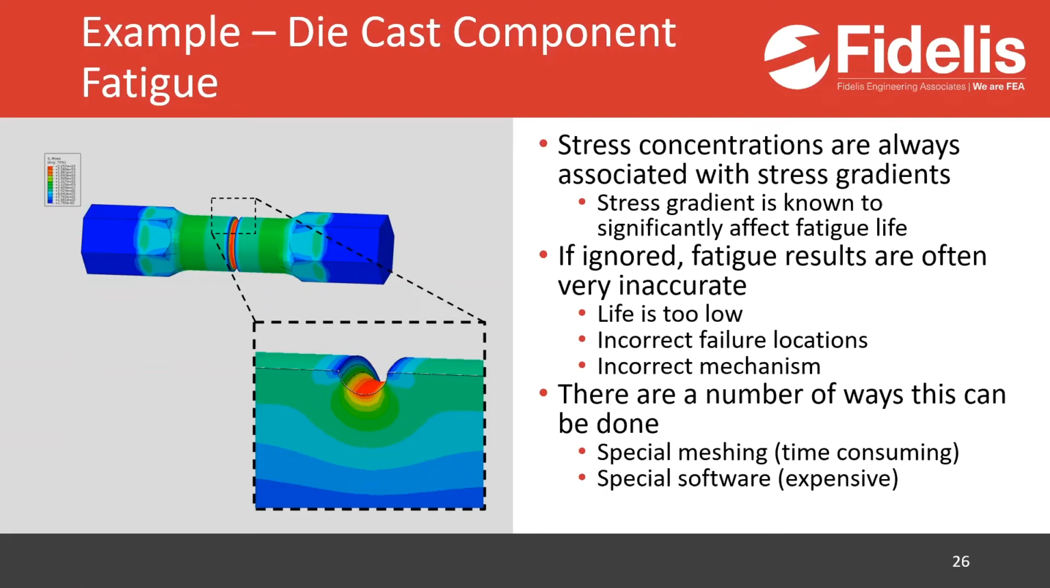Stress gradients are known to significantly affect fatigue life. And so if we ignore them, very often our fatigue predictions are very inaccurate. So we'll get low life, we'll get incorrect failure locations, and sometimes even incorrect mechanisms. There's a number of ways that we can fix this, typically special meshing, which is extremely time consuming and almost to the point where it's non-usable in a production setting.